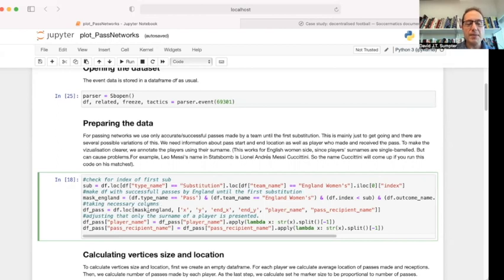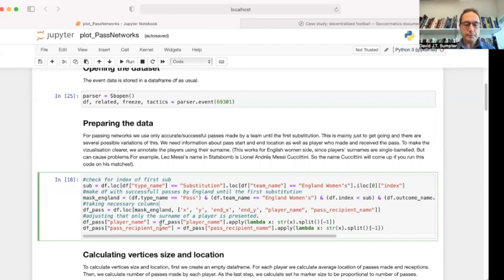Then once we've created this mask variable, we put it into the data frame, which contains all of the passes, and we get out the start X coordinate, start Y coordinate, end X, end Y, player name, and who the pass went to. Some data providers don't actually have who the pass went to, which makes it a little bit trickier to work out. So you have to work it out from the next event and so on. But here you have both who played the pass and who it went to.